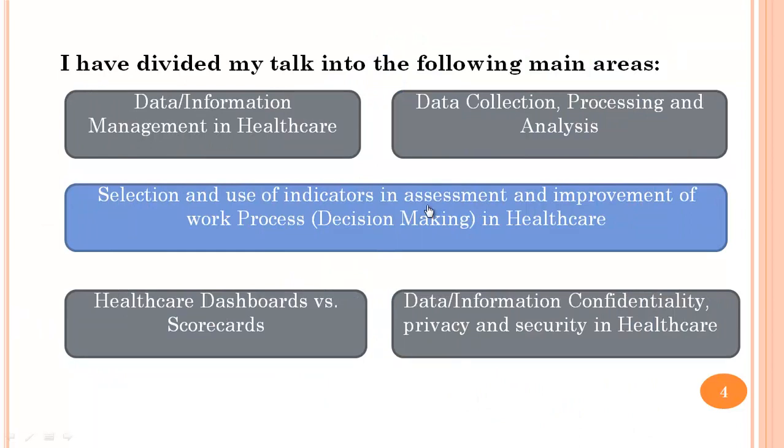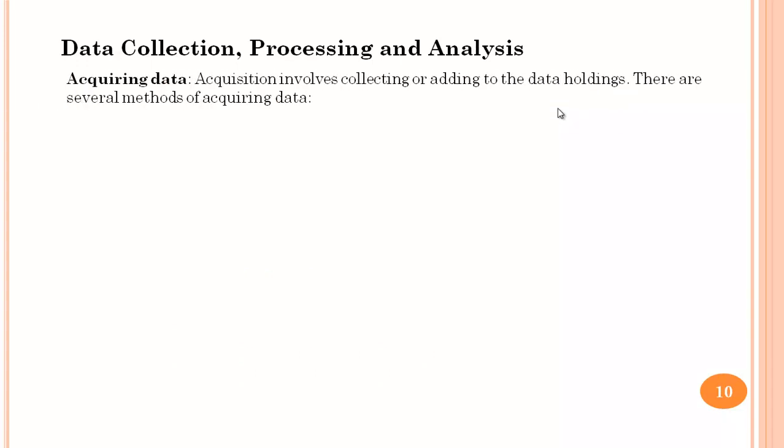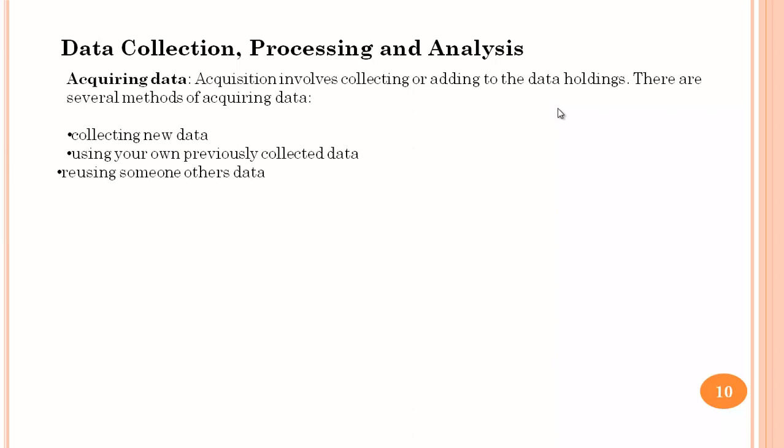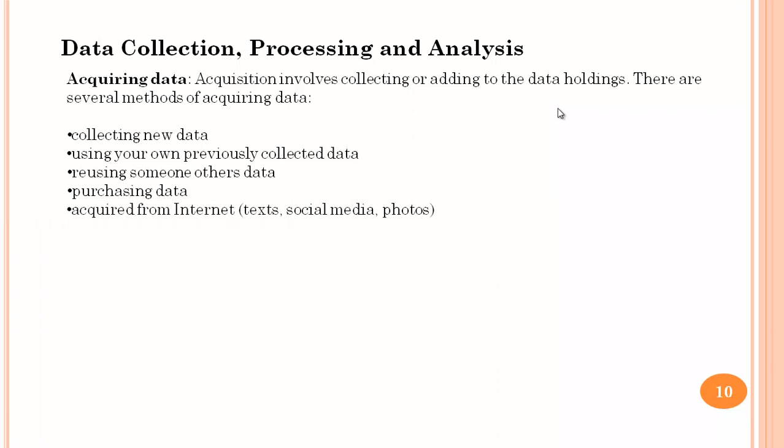Now we'll see data collection, processing, and analysis. First, acquiring data. Acquisition involves collecting or adding to the data holdings. There are several methods of acquiring data: collecting new data, using your own previously collected data, reusing someone else's data, purchasing data, and data acquired from the internet, for example text, social media, photos.